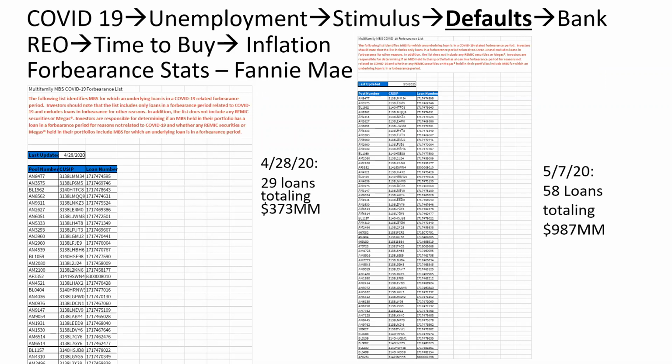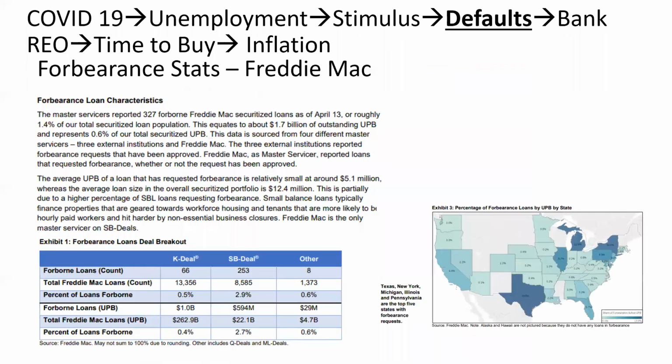At the end of April, there were 29 loans totaling about 373 million. And then this last week, that essentially doubled in terms of number of loans, and almost tripled in terms of the size of the loans. We're going to be tracking this number going forward. But I think the majority of the people who are taking forbearance, it's sort of the last straw, right? They could not raise the capital anywhere else, and they almost have to do this to avoid foreclosure. So this is showing some of the stress that's going to be coming for Fannie Mae loans.